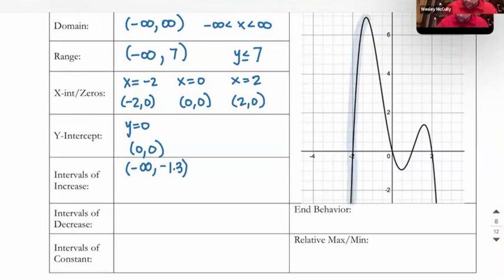All right. Now we've got a change of direction here. Now from this point, it's going down until it gets to this point right here. So we have an interval of decreasing. Okay. So we started at negative 1.3. And we're going to, looks like approximately right there would be 0.5, approximately 0.5. Okay, so we're decreasing from negative 1.3 to 0.5.